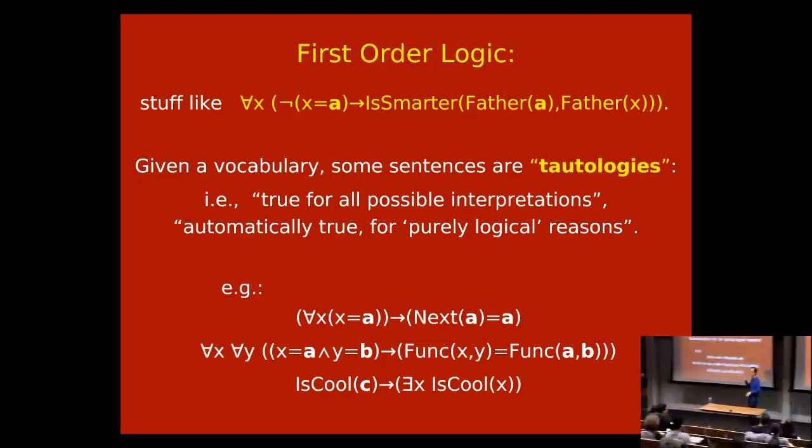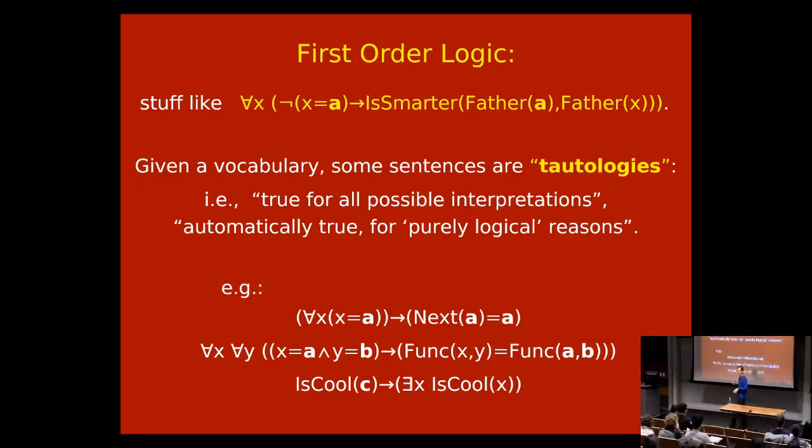You just had to list out the truth table. Try all possible truth assignments and see if it always made the thing true. But here it's not so clear. Maybe these ones we kind of reason naively why they're tautologies, but to really prove something is a tautology, it seems like you have to try all possible interpretations to see if it makes the sentence true.